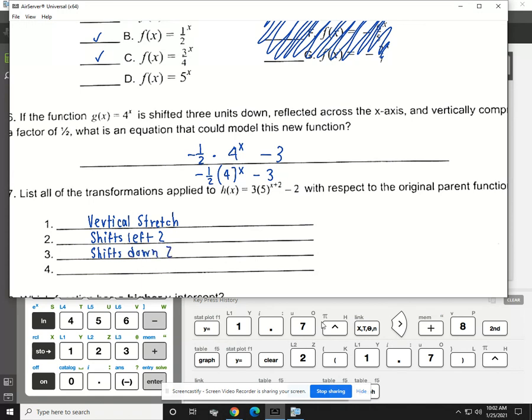So please remember, when you name these, you have to be specific with the direction. You can't just say shifts 2, shifts 2. It shifts left 2, it shifts down 2. Okay? So you'll have a question like that, very similar tomorrow.